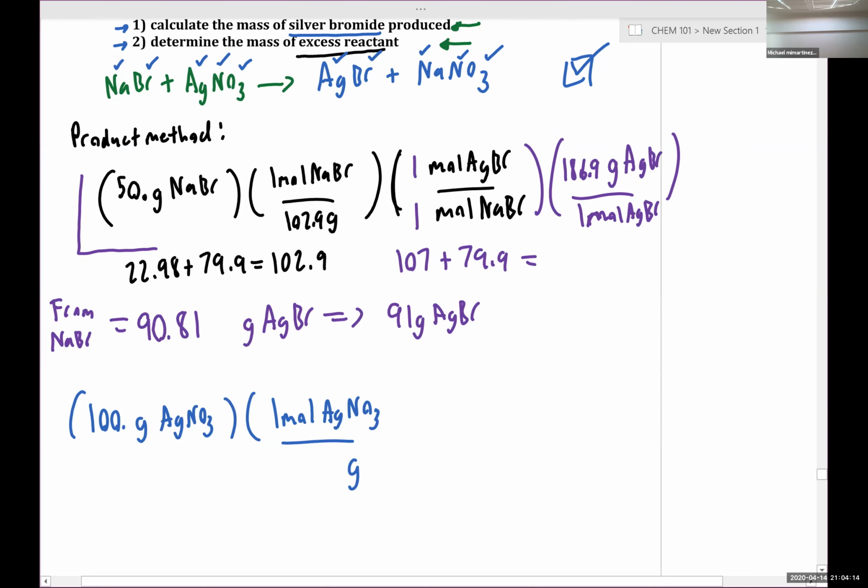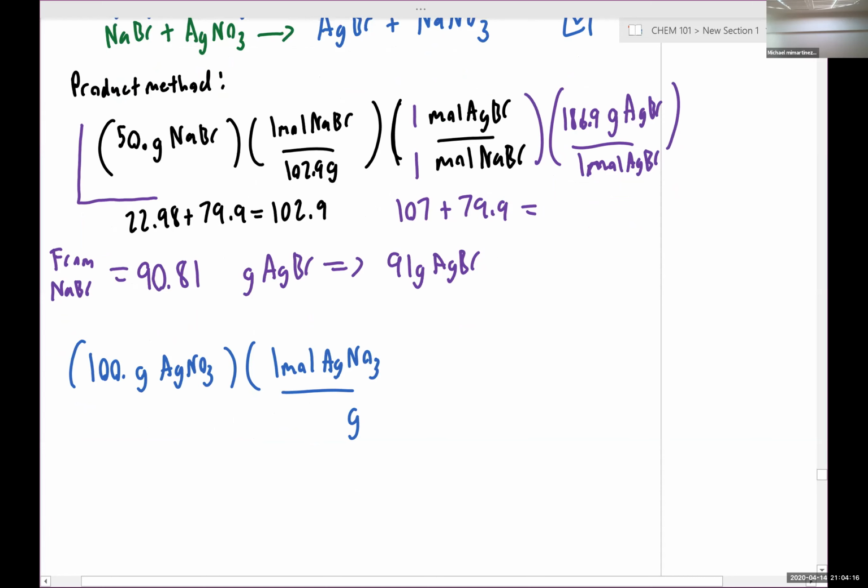Well, we can calculate that. We always have the tools to calculate things. So we have 107 grams for silver, 14 grams for nitrogen, and 16 grams times 3 for oxygen. And that in turn gives us a mass of 169 grams per mole.